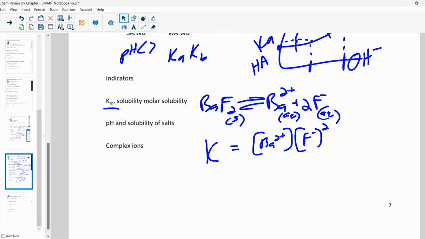That's Ksp. It's not special, all of these are Ks, and it's just based on what equation we're using. We kind of specify a way for us to focus in on it. So here's our Ksp expression. Solubility is usually measured in grams per liter. Molar solubility is moles per liter, which we know, which we would call what? Molarity.